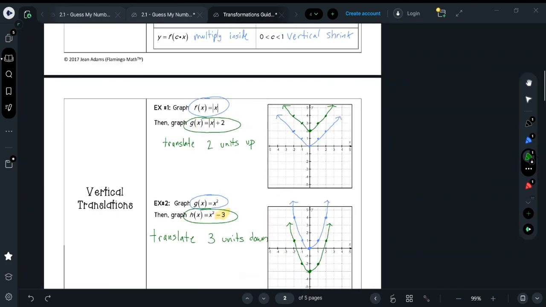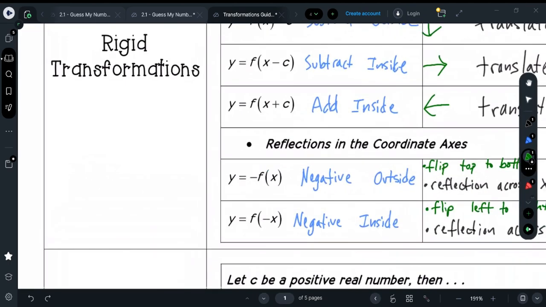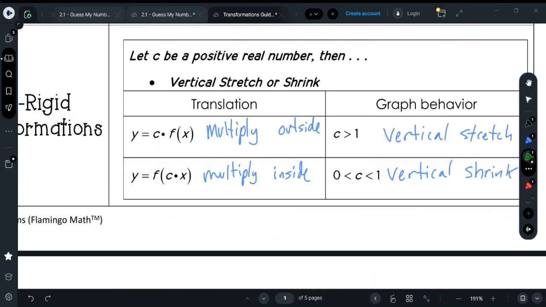we put this in our notes here. This is a reflection, okay? Here it is, okay. When we flip top to bottom, or what we also call a reflection in the x-axis, that is the result of a negative on the outside of the function. So we basically have to put a negative in front. Okay, so let's do that here.